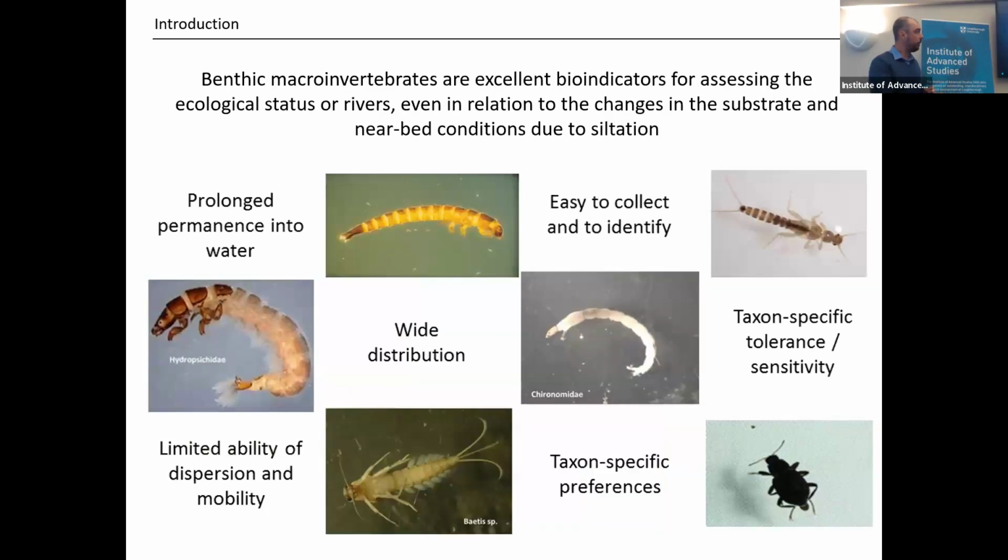But in particular, benthic macroinvertebrates, which are several different aquatic insects and other invertebrates, are excellent bioindicators to study the impacts of siltation, because they are strongly related to the substrate and sediment condition. They are widely used as a bioindicator for assessing the ecological status of rivers around the world. And in particular, they are very useful to evaluate siltation. Most of the results I will show you in the next slides refer to the response of benthic macroinvertebrates to fine sediment in rivers, and in particular in Alpine rivers, where I live.